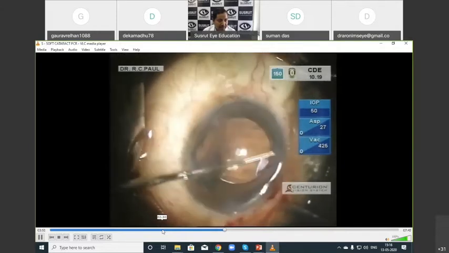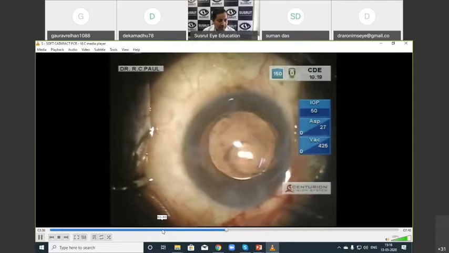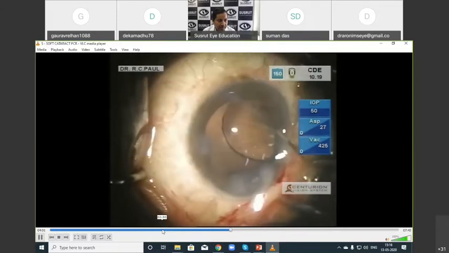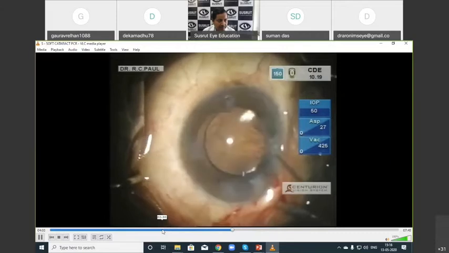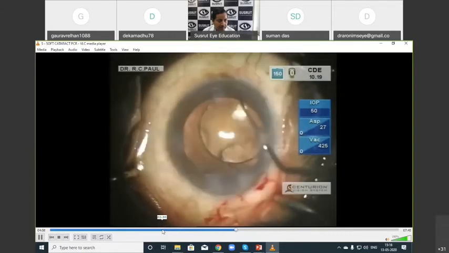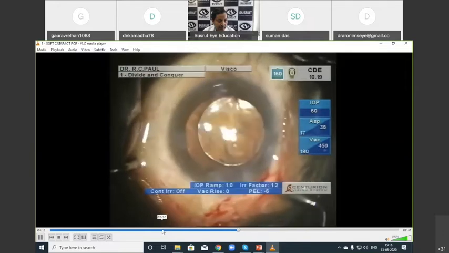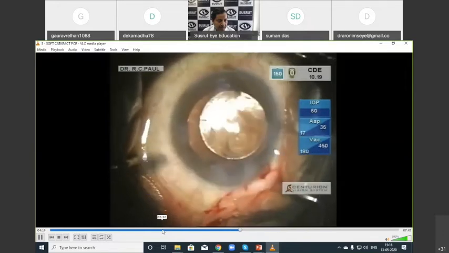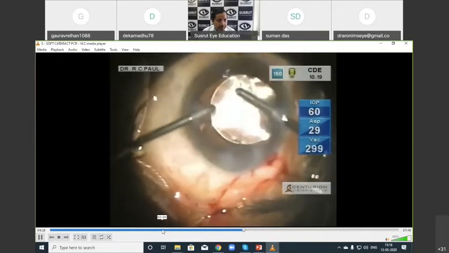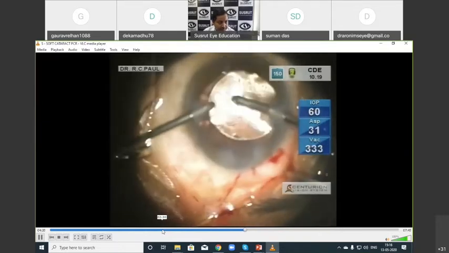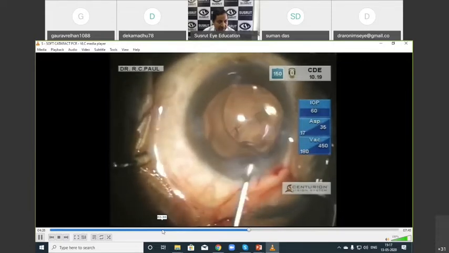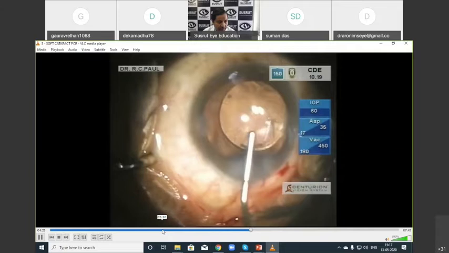The first loop has been taken care of. Somewhere it is stuck. The IOL is brought into the center. IA to remove some of the OVDs, but the IOL is tilting. It means some of the vitreous is there. So OVD is being injected.